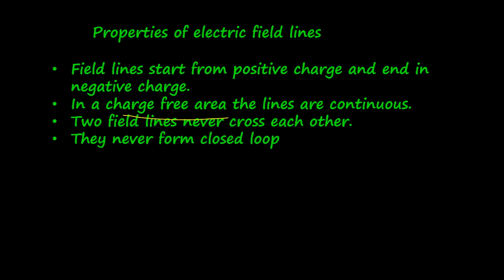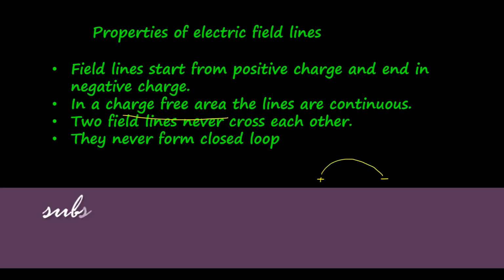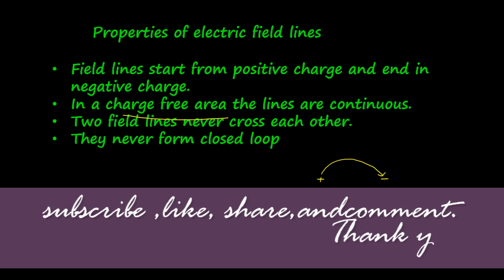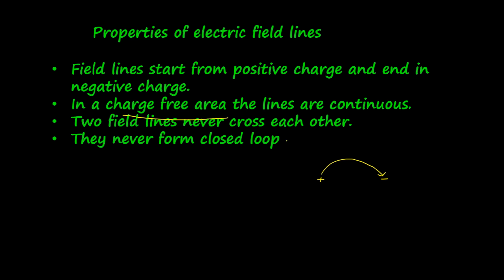I will explain that. If this is the positive charge and this one the negative charge, then the lines originate from positive and end in negative. That is, these lines will never come back to the origin. That is, they don't form closed loops. These are the properties of electric field lines.